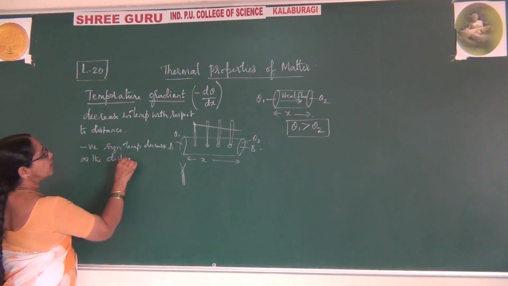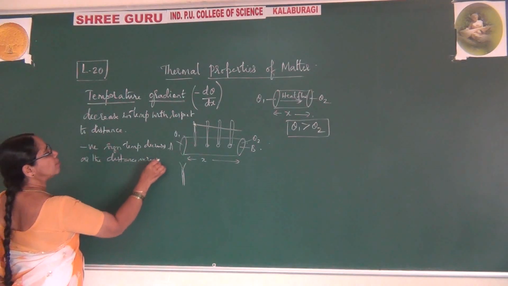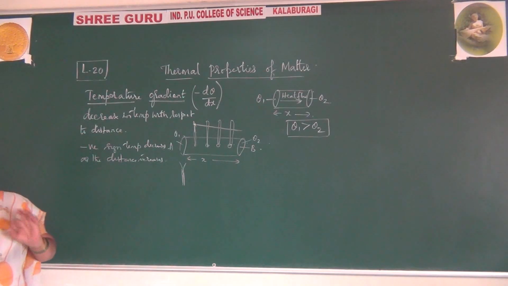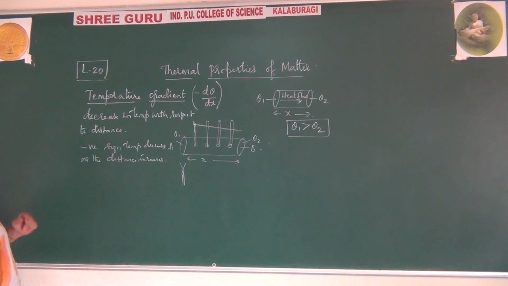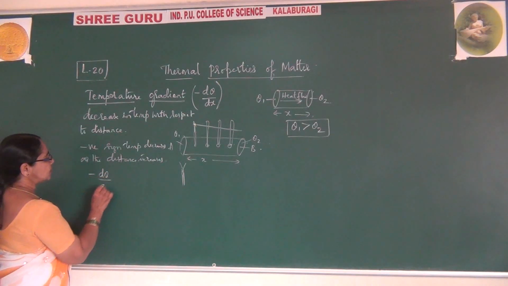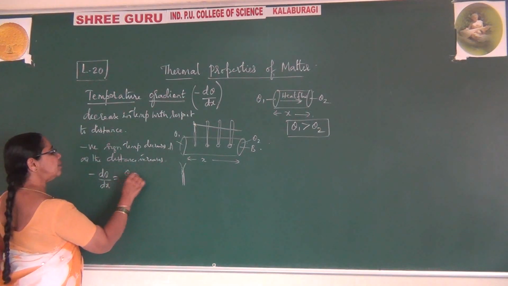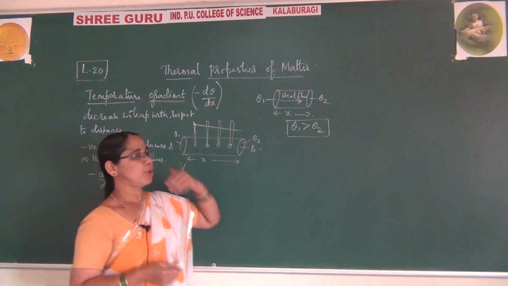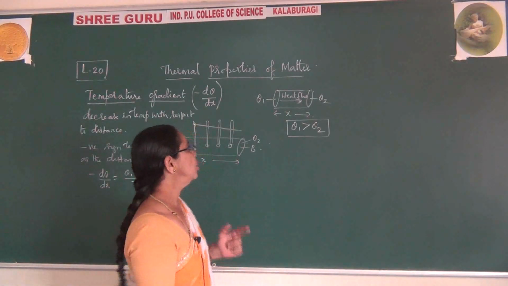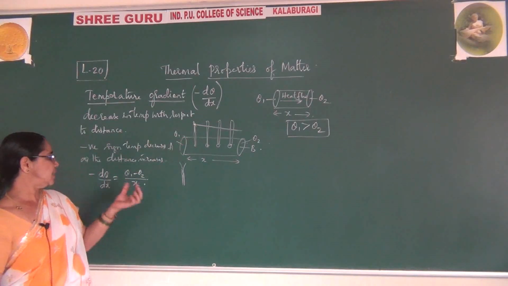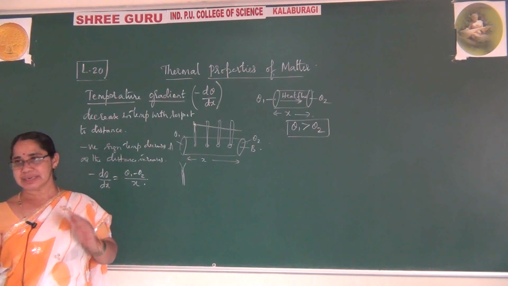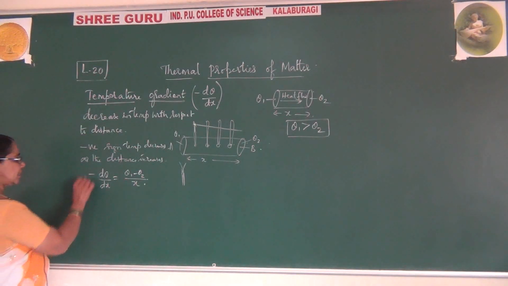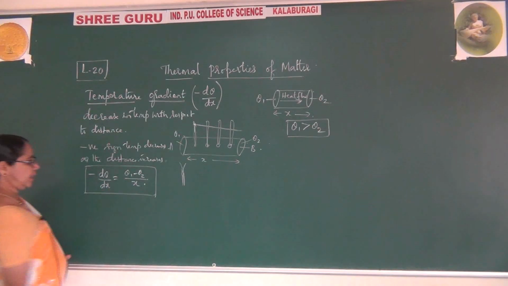So this is what you can remember here: as the distance increases, temperature decreases. So that symbol is minus d theta by dx, the small change in the temperature by distance. For this I can write minus d theta by dx is always equal to theta 1 minus theta 2 by x. What do you mean by theta 1? Theta 1 is the temperature at point A, theta 2 is the temperature at point B. So always theta 1 is greater than theta 2, that condition. So I have taken here theta 1 minus theta 2 because heat flows from higher temperature to lower temperature. Hope you understood the expression for temperature gradient.